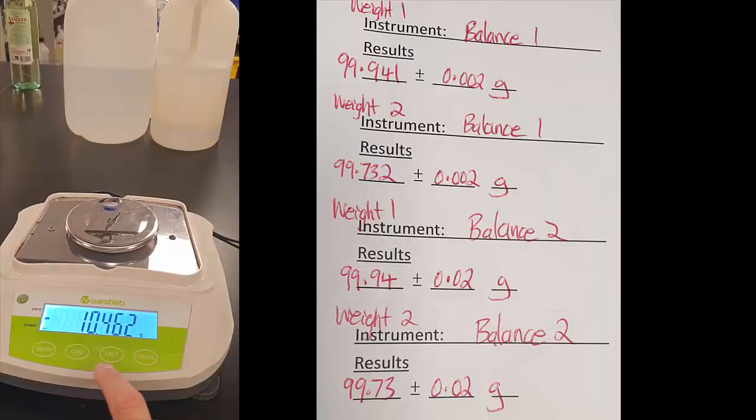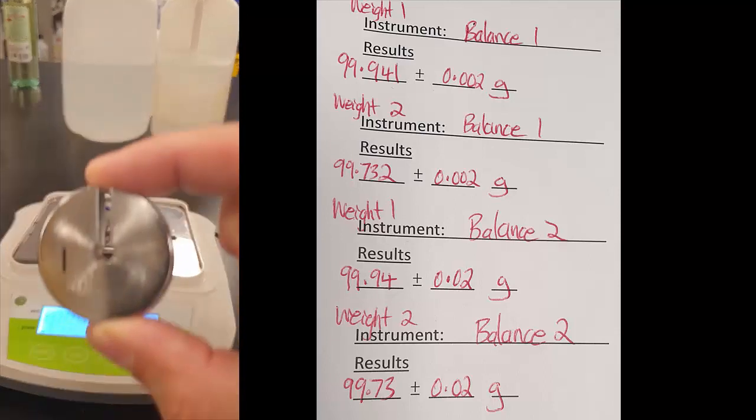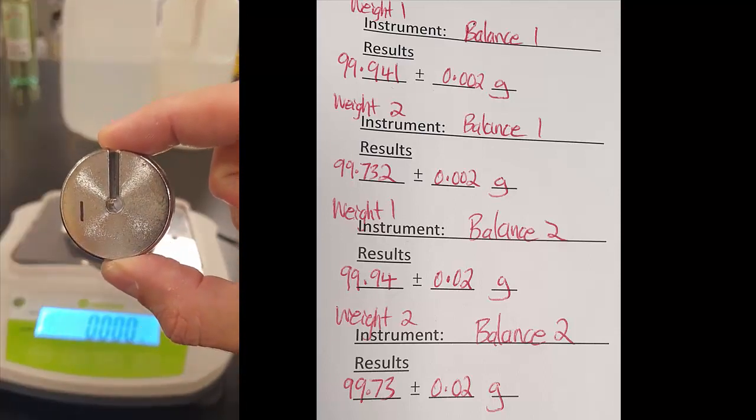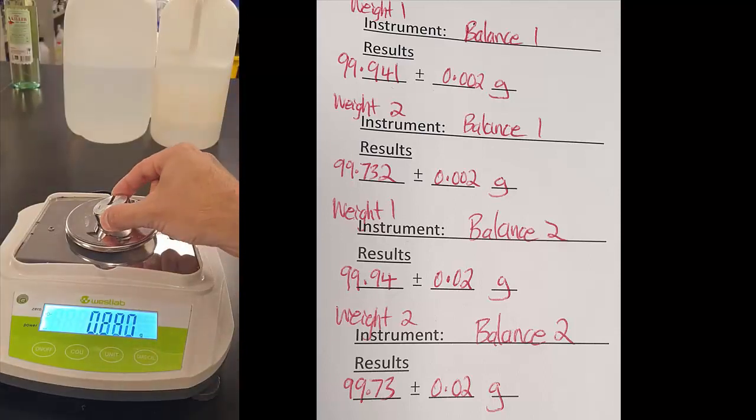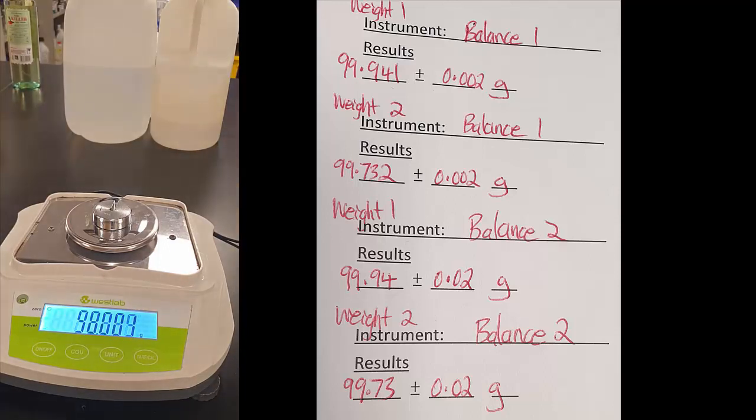So I grabbed these two balances from the bench, and I think the lab tech had three balances up and had actually calibrated all three, which is unusual. I also grabbed two different weights. So this is the first weight, and this one's to 3 decimal places.